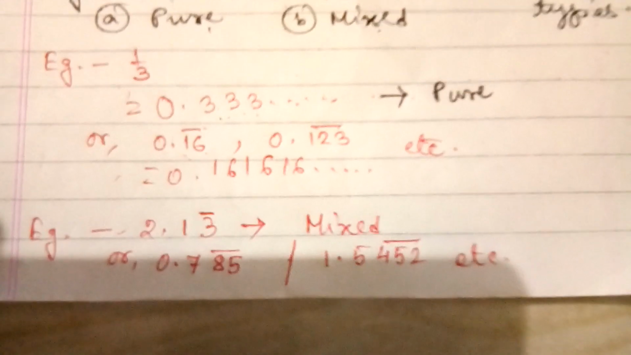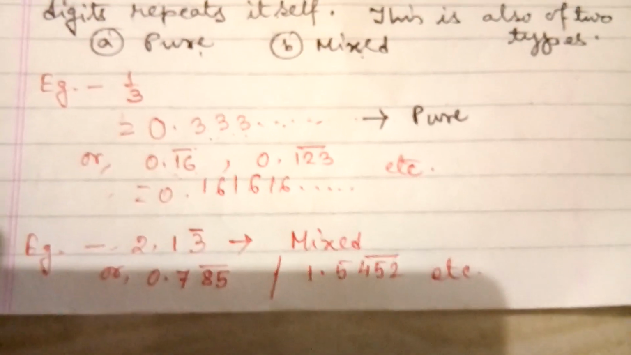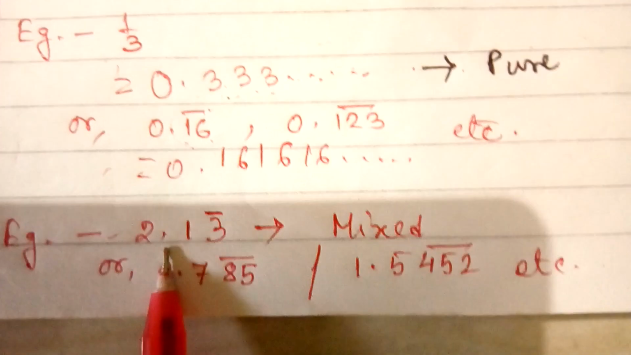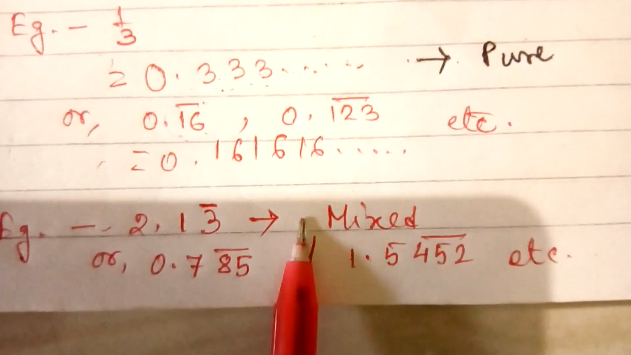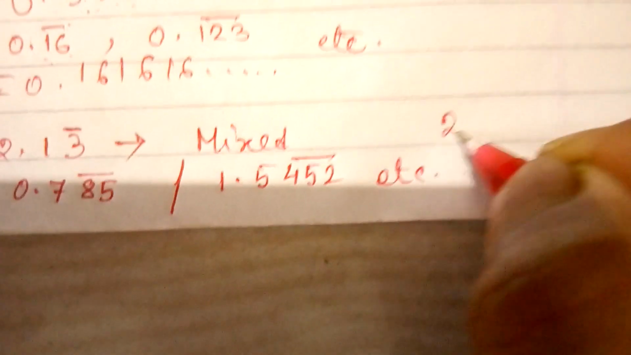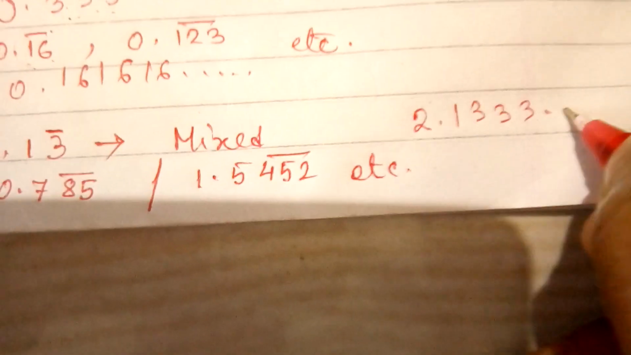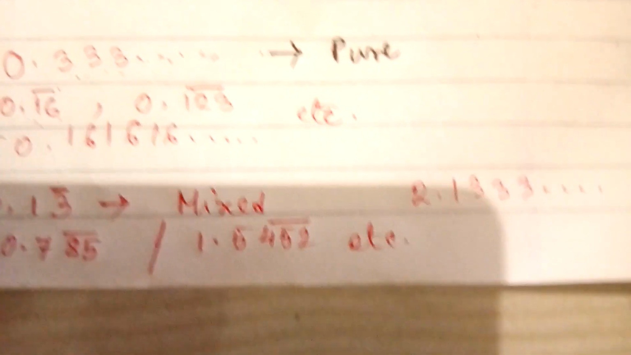Now the next part is mixed recurring, the non-terminating mixed recurring number. That means where you get 2.13 bar. It means 2.13333 and so on. We can write it like this, 2.133 and so on. This is called mixed repeating.